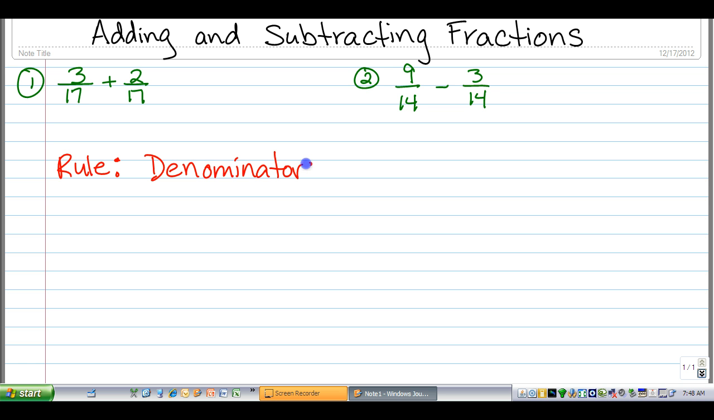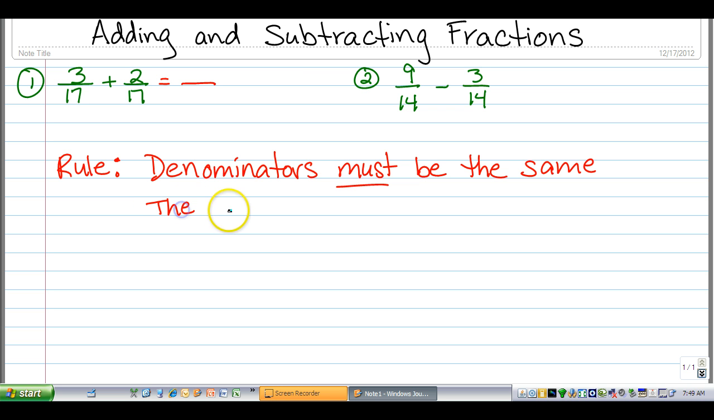Denominators must be the same in order to add or subtract fractions. And if they are, you leave the denominator alone. The denominator doesn't change. Okay? That's another thing you can put down.